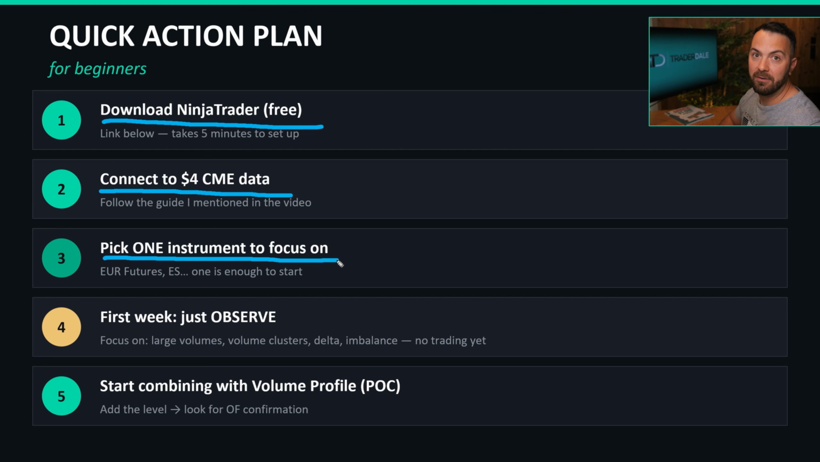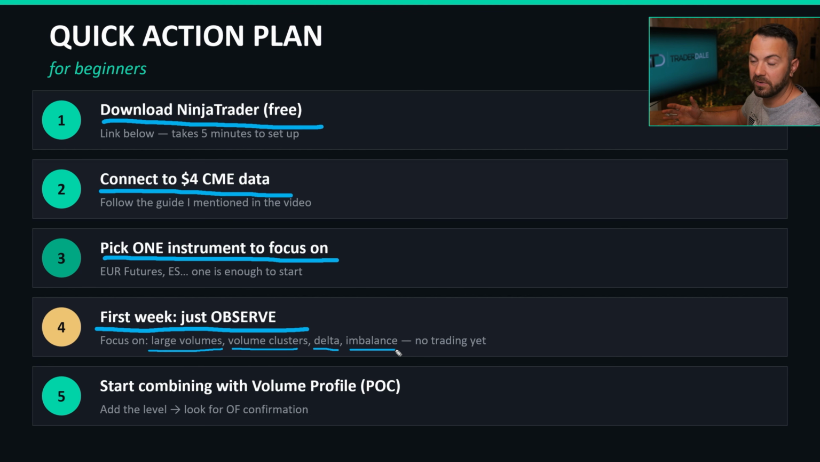The reason is that every instrument is a bit different. Every instrument has different volumes, different volatility, different times when it's active, when the traders trading that instrument are active. So just pick one. Even the best traders on the planet trade just one or two instruments, no more. So that's the third step. The next one is first week, just observe. Focus on the large volumes, on the volume clusters, delta, and on imbalances, but do not place any trades yet.